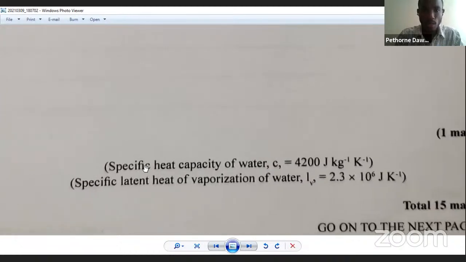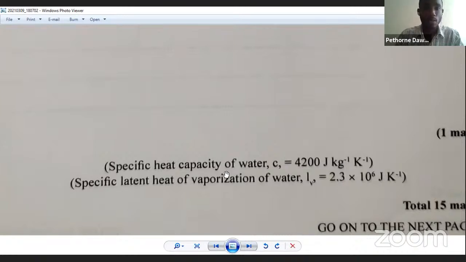The first constant, specific heat capacity of water. We are given that, and note the units. Joule per kilogram per Kelvin. It can be in joule per gram per Kelvin, and the number will be different. Because if it's in joule per gram per Kelvin, it will not be 4,200, it will be 4.2. Because the difference between gram and kilogram is 1,000. So please note the units of your constants as well as your values.